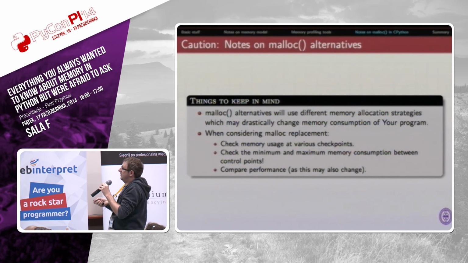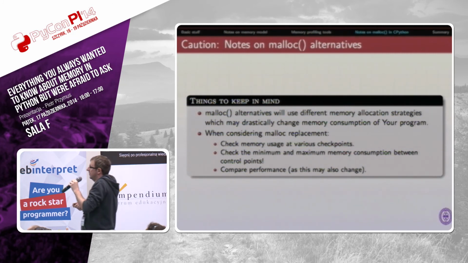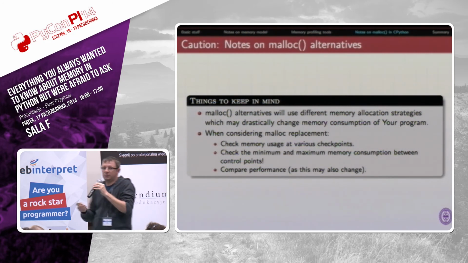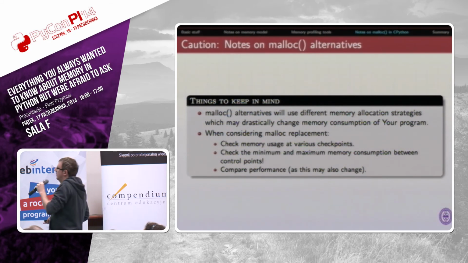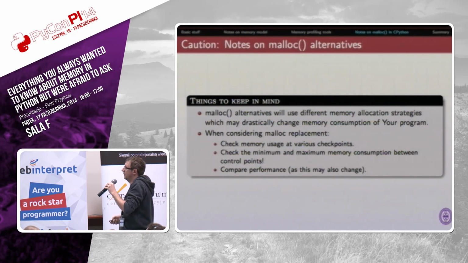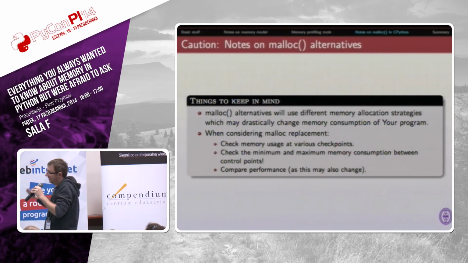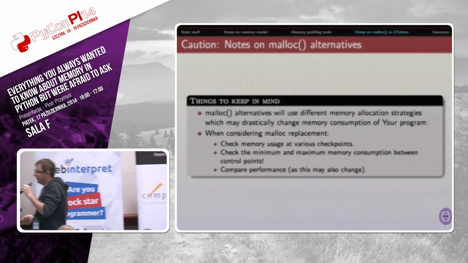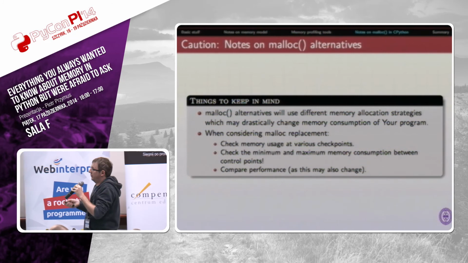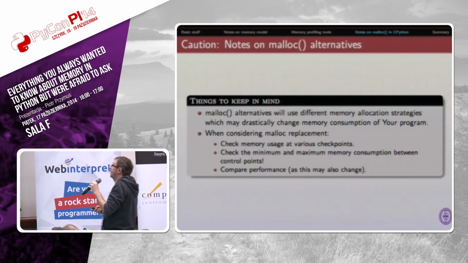So please use checkpoints at various points in your code. Check how much memory you used at those checkpoints. Check the minimum and maximum memory consumption. Tomek here had an example where the maximum usage of the process increased compared to simple malloc, but the result was that the process freed more memory. And compare the performance, because it can also drop.